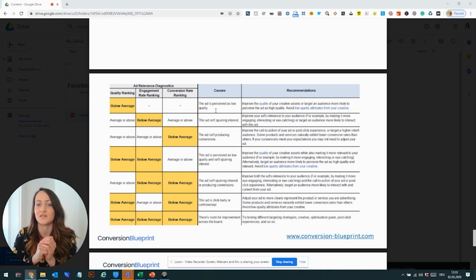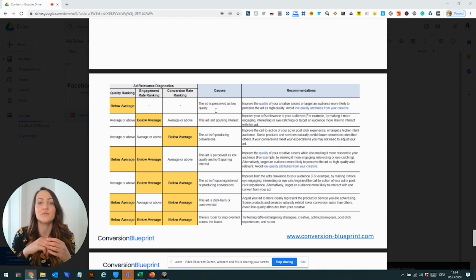The next thing is, if your conversion rate ranking is below average, then your ad is not producing conversions. There you should try to first improve the call to action, make sure that you use the call to action button and that it is on point, and also improve your post-click experience, so your landing page. And you probably know about conversion rate optimization, so make sure you have all the tools and best practices in place that you have a highly converting page as well. If you have the feeling that that is all in place and still it's not converting, then you want to target a higher intent audience. So some products or services naturally exhibit lower conversion rates than others. If your conversion meets your expectations, then you don't need to adjust the ad at all.